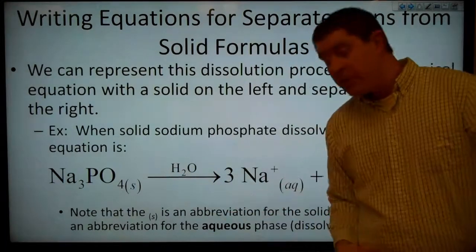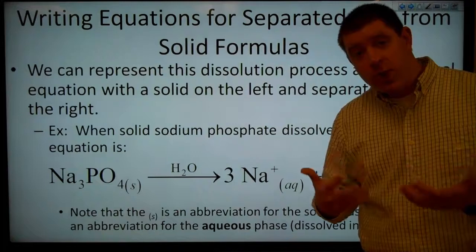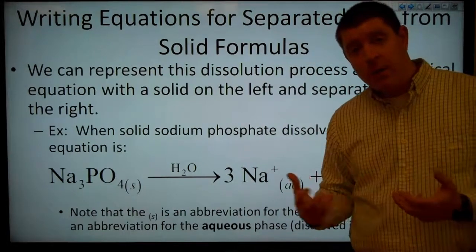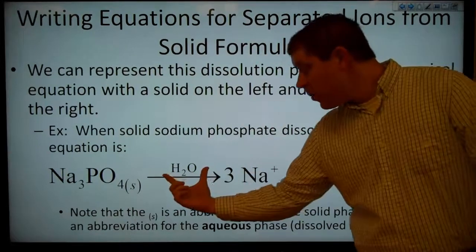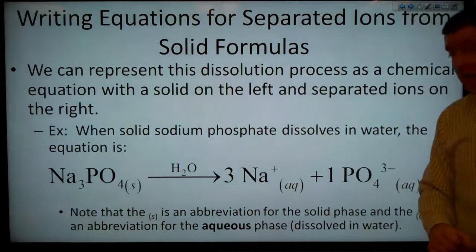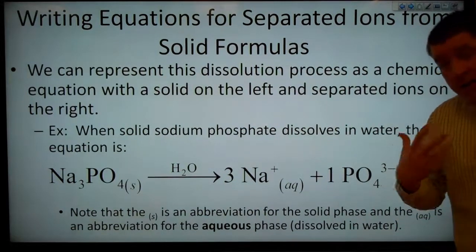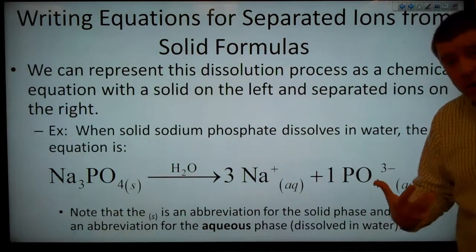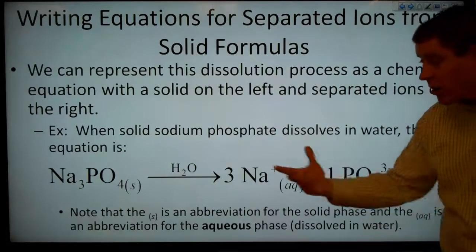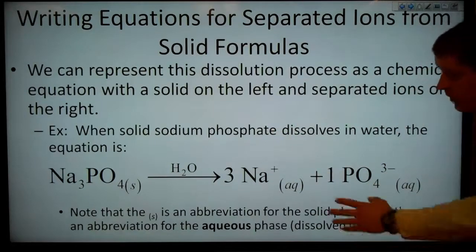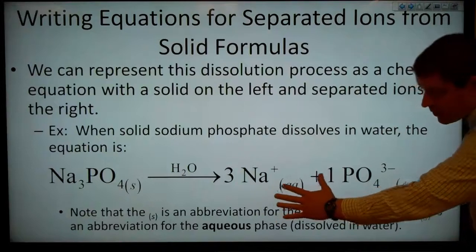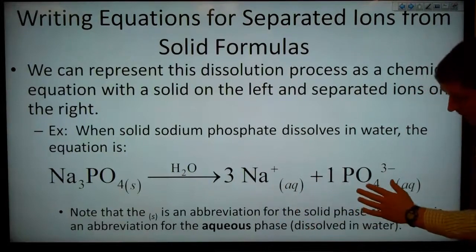Anything over an arrow means it's not directly involved in the reaction, but we still need it around in order for the reaction to go. So the water is not reacting with the sodium phosphate, but it is necessary to have this reaction go. If we don't have any water around, we can't dissolve our solid sodium phosphate. So our sodium phosphate is splitting up into 3 sodium ions and 1 phosphate ion.